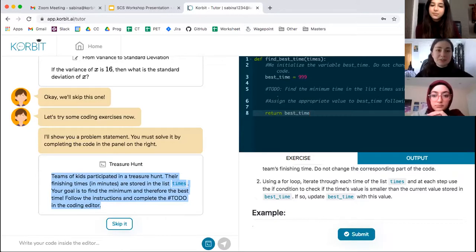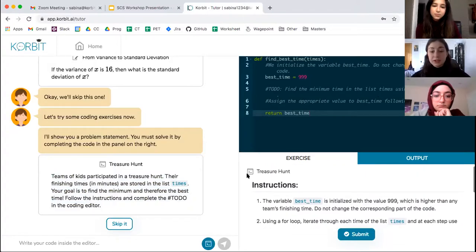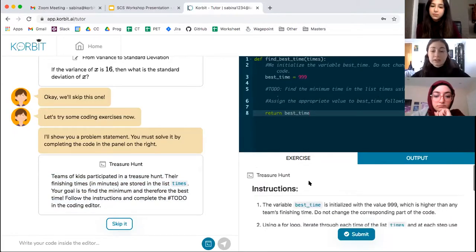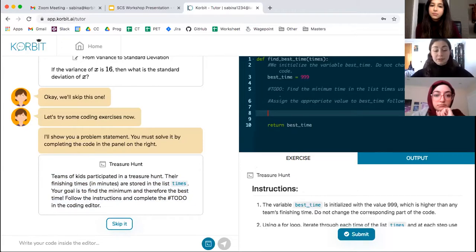This is an example of what a coding exercise would look like on the platform. She'll give you a little question over here in the chat, and then she will give you a set of instructions and an example. So in this example, if we ran find best time with this list, we'd return the minimum, which is 41. So if we're gonna do it in the for loop way, we say for, and I will leave the rest of this for loop if anybody wants to give me the statement.